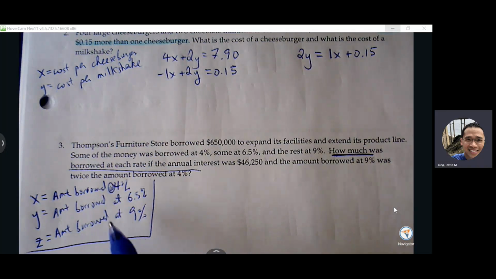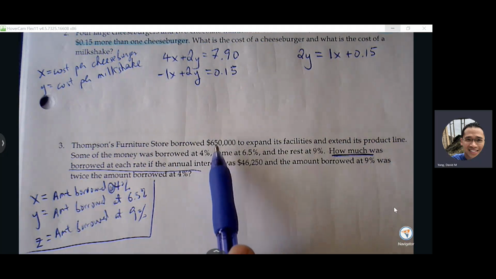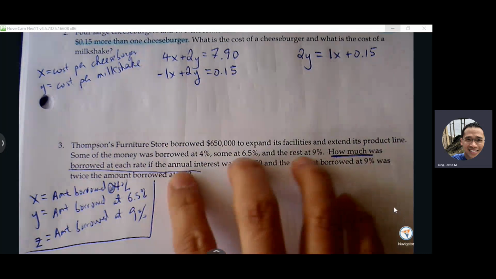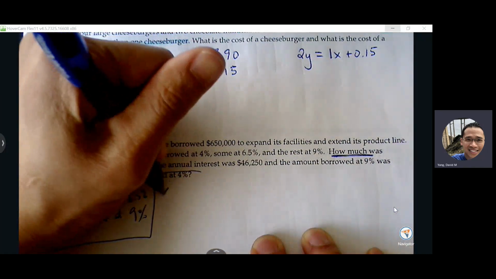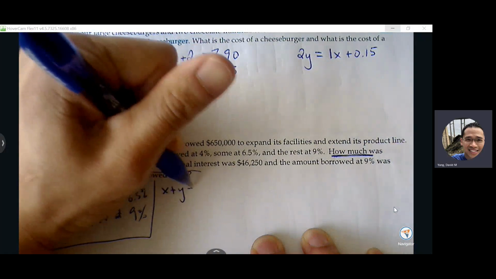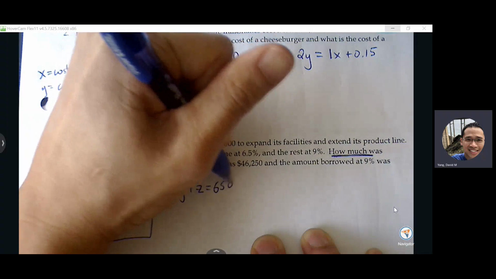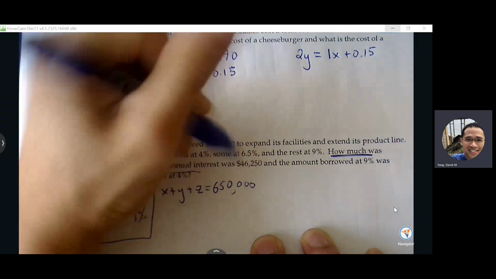It's the amount borrowed though. So the amount borrowed needs to add up to be what? 650, yeah. The interest rate is what's returned back to you. That's the 46,000. That's the set that we use for that second equation involving the percentages. But we know that however much you put into each account, they are all going to add up to 650,000.